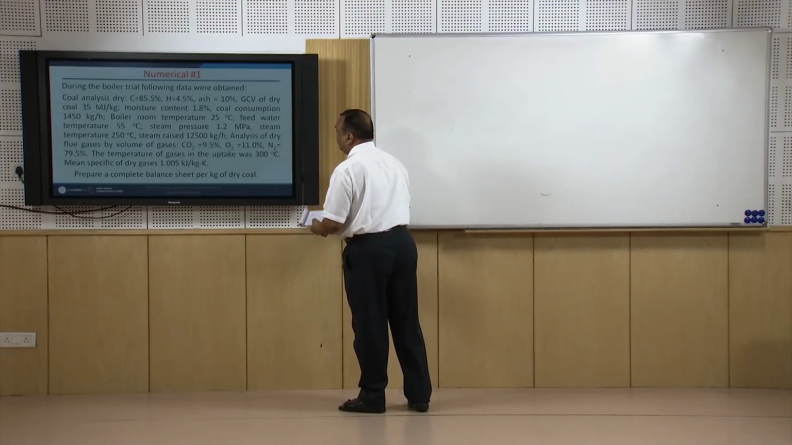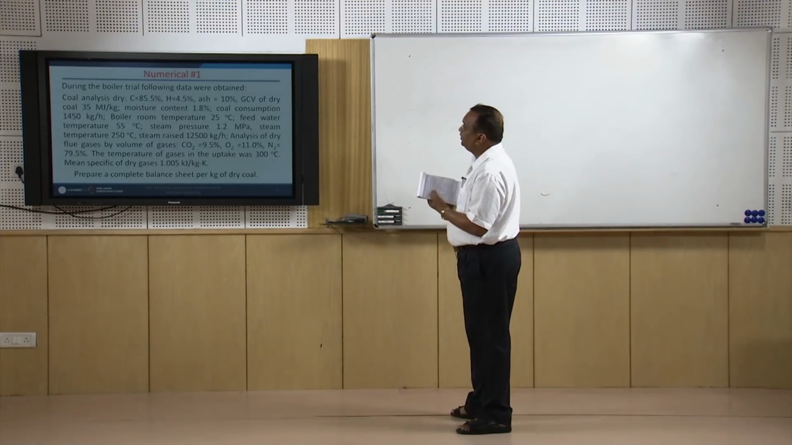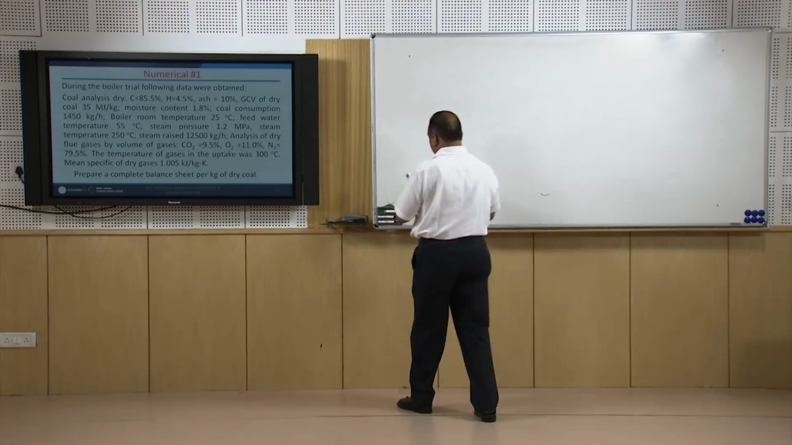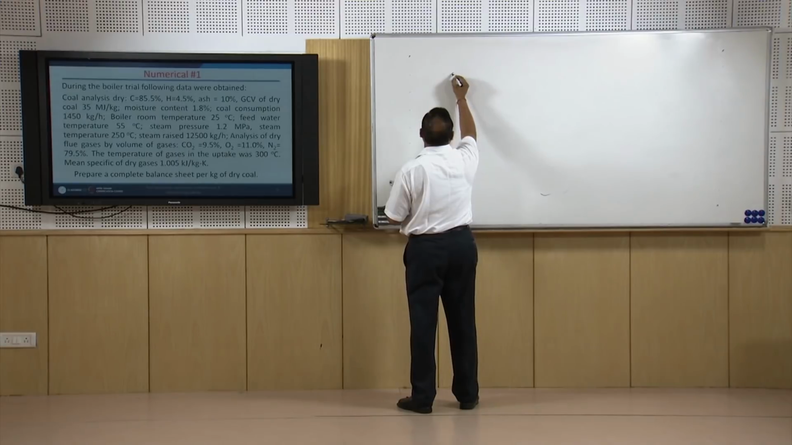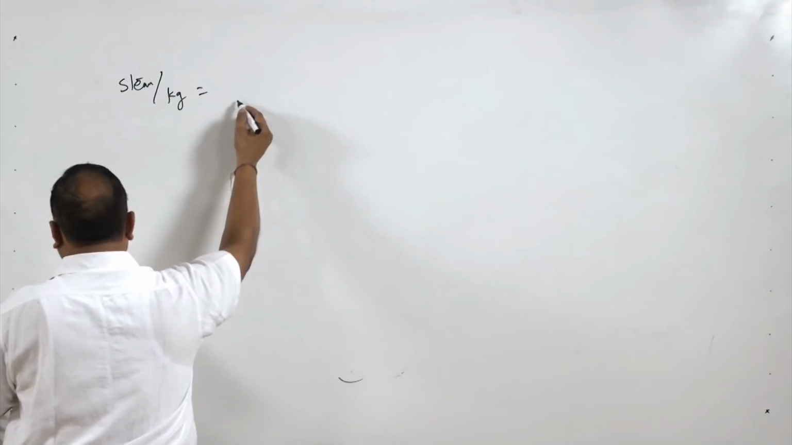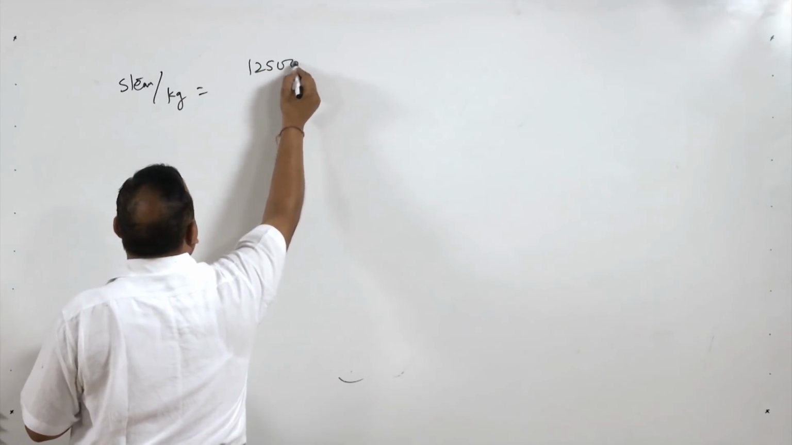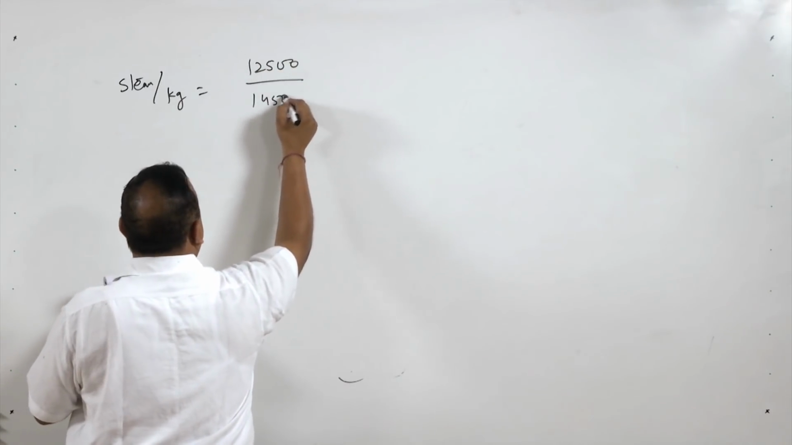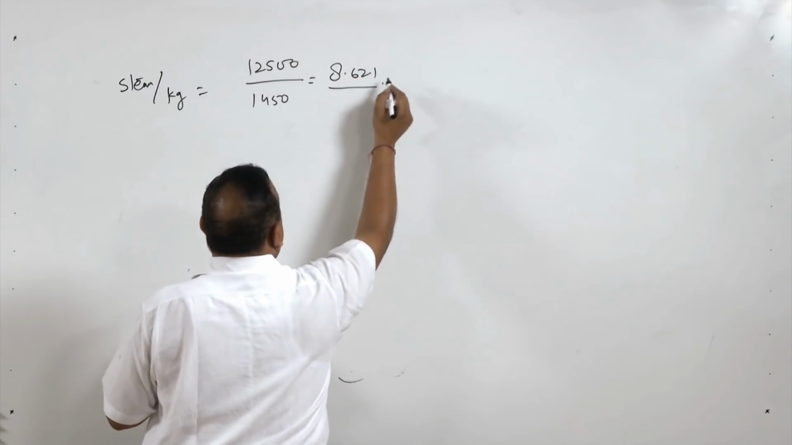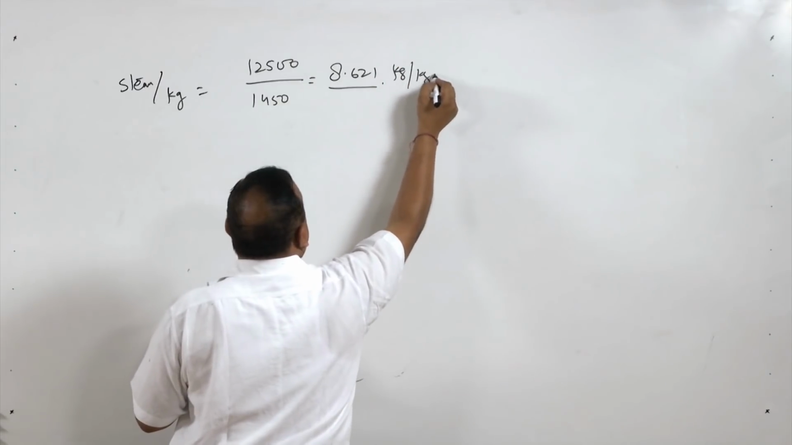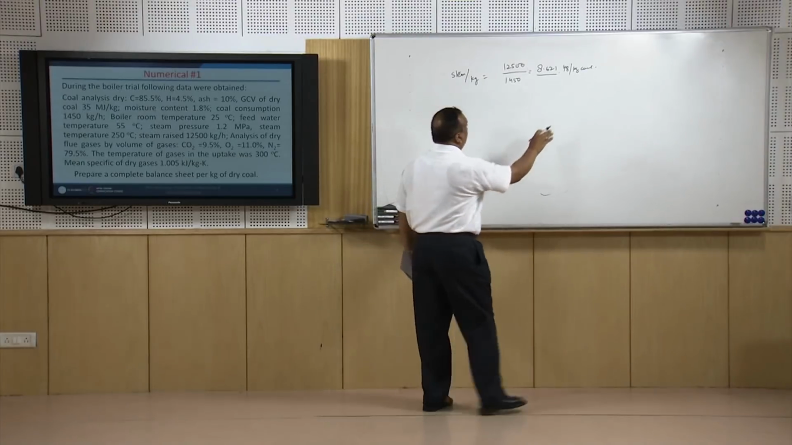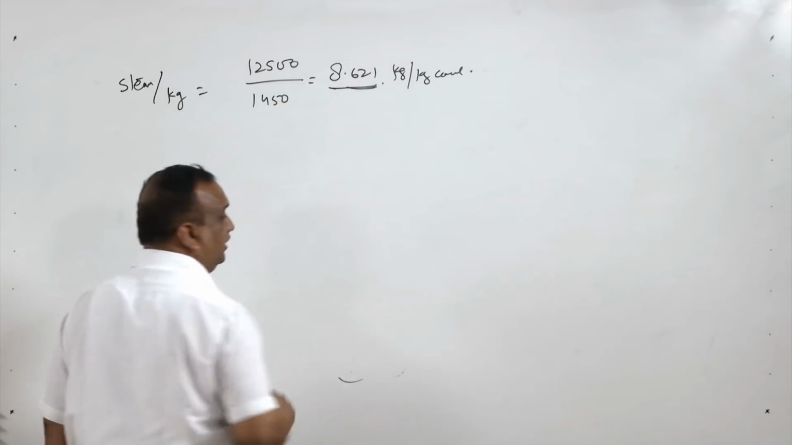First of all, we will find how much coal is spent, or per kg of coal how much steam is raised. Steam raised per kg of coal is equal to 12500 divided by 1450, and that is going to be equal to 8.621 kg per kg coal. So when we are burning 1 kg of coal, this much amount of steam is liberated.